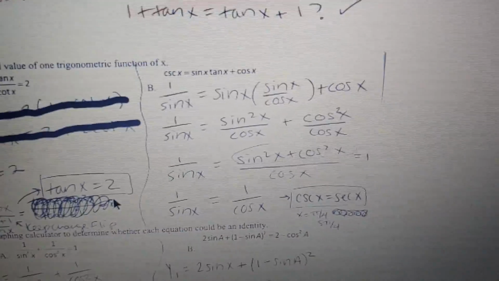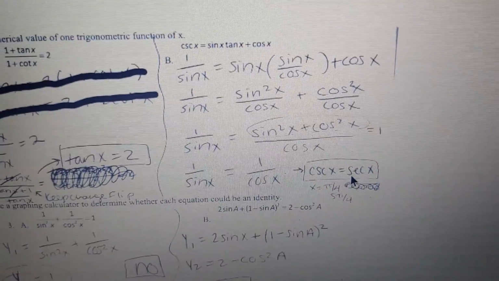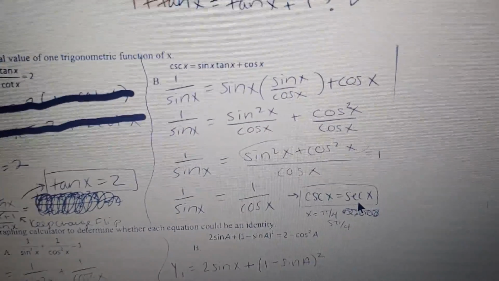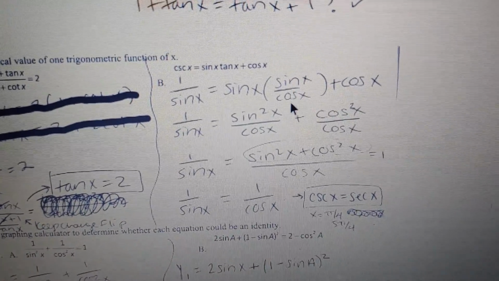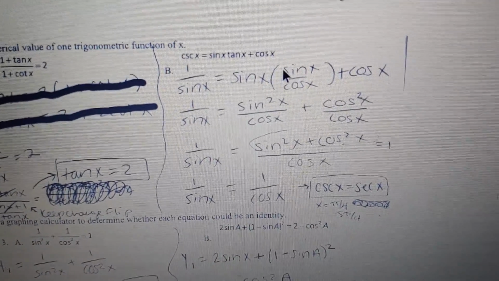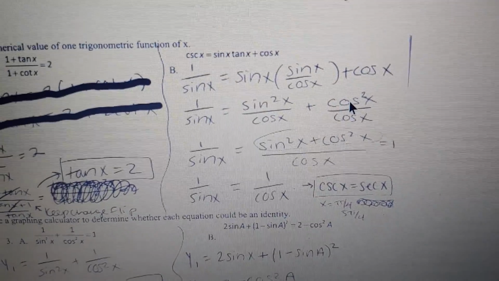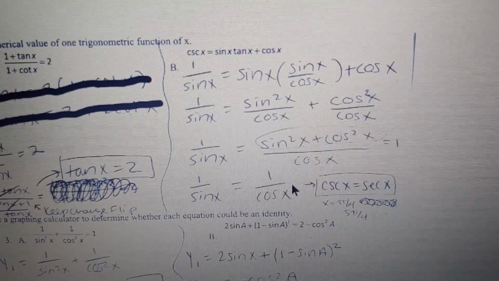Okay, in 2b, we should have ended up getting cosecant x equals secant x. So look through my answer key here for this one. I made tan what it was. I then went ahead and multiplied the numerators here, found a common denominator, and then just kept simplifying.